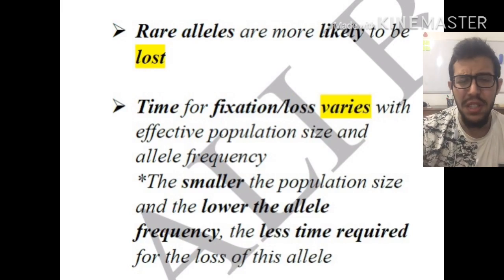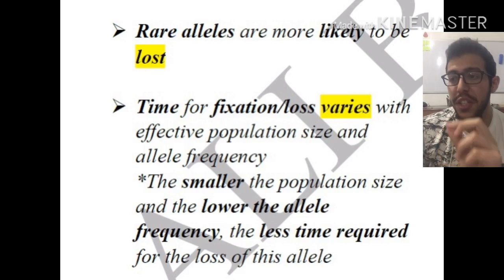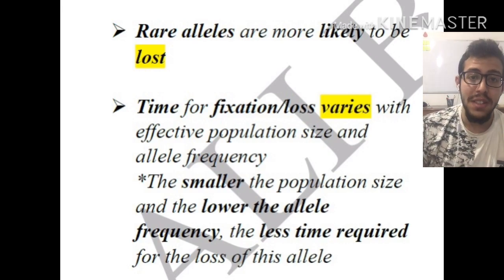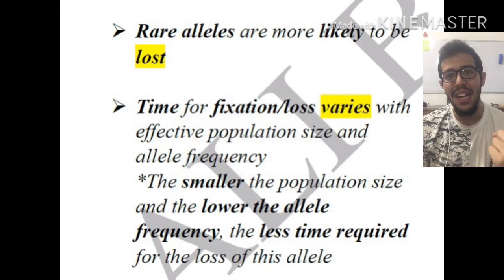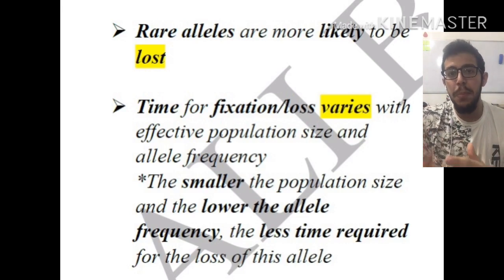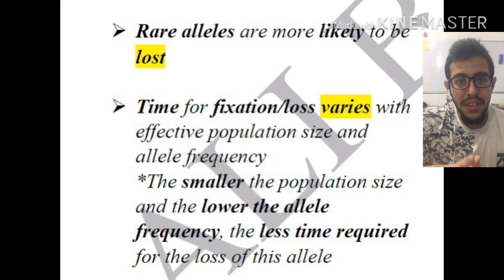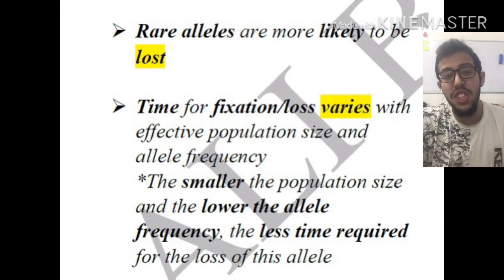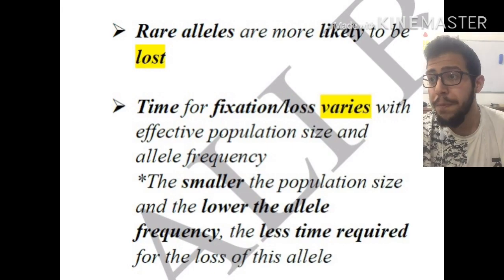The time for fixation or loss varies with the effective population size and the allele frequency. Now, the smaller the population size and the lower the allele frequency, the less time required for the loss of this allele. Like we mentioned in the previous example, if we are on a remote island and only one person out of the 10 people present has this rare allele, and this person, for example, does not breed, the allele frequency is going to remain very small. The probability of something bad happening or the death of this person leading to the extinction of this allele is quite high. Therefore, the time required for this to happen is quite low.